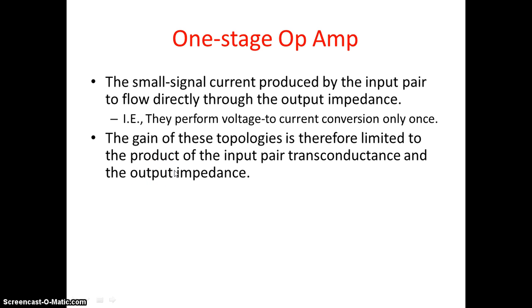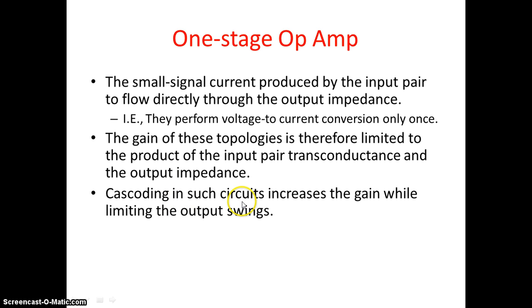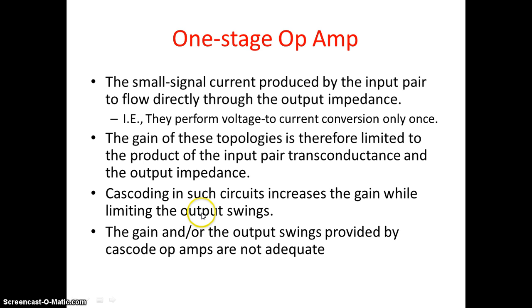In order to increase the gain in our single-stage op-amp, we have used cascoded stages. If we increase the cascoding stages in that circuit, a telescopic amplifier circuit, we get an increase in the gain, but it is going to affect our output voltage swing. In some applications, the gain or the output swing provided by the cascoded op-amps is not adequate.